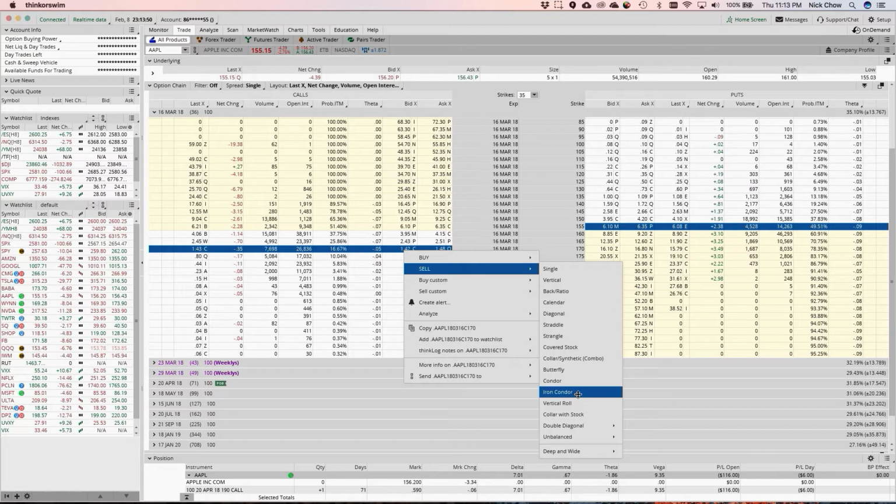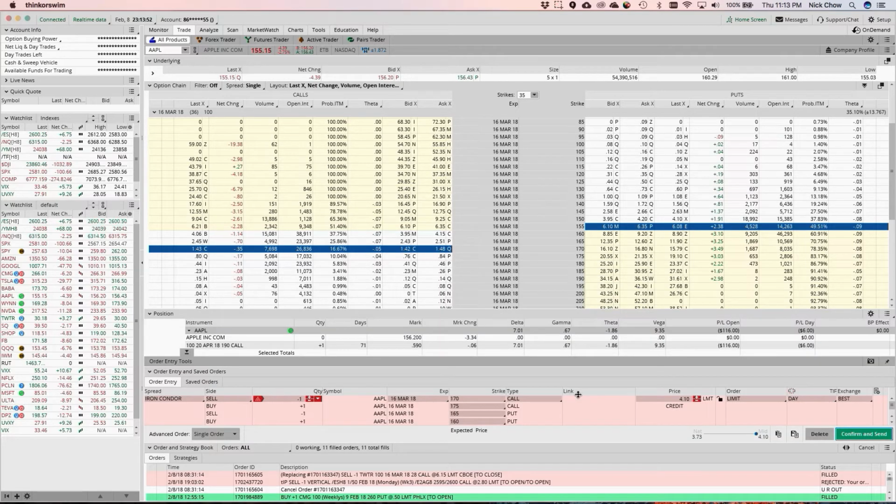So we can select iron condor here, and then you can widen this, and stock price is 155 right now, so you might want to tighten this up. So instead of 160, you might want to make this like 140, 145. And you can leave it here.